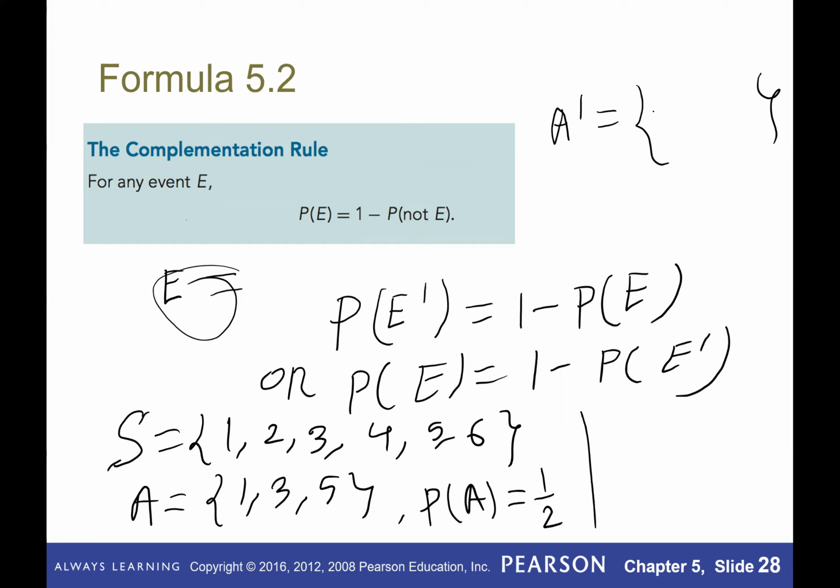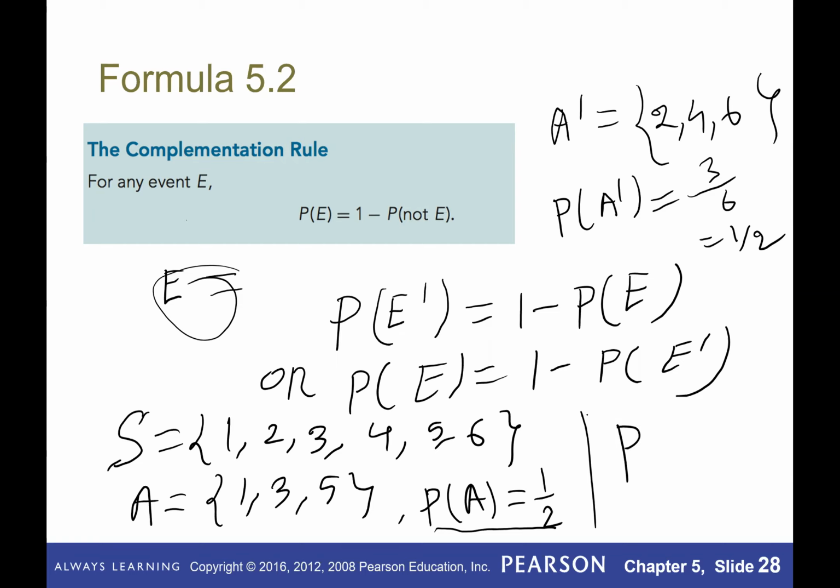You already know this one, right? 2, 4, 6. Now if you calculate the probability of A prime, it will be 3/6, which is 1/2, right? This is one way you can calculate it. But you can also simply calculate the probability of a complement event. If you know the probability of A is 1/2, you can easily calculate the probability of A prime, which is 1 minus probability of A. That means 1 minus 1/2, which is also 1/2, right?